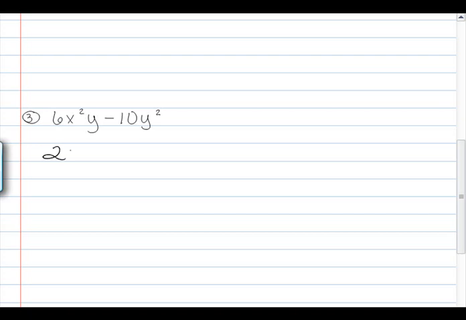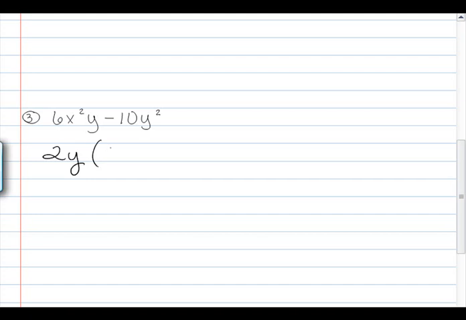And then we look at our variables. We've got x squared, y, and then the other one has just y squared. Okay, so they don't have an x in common because our second term doesn't have any x's, but they do have a y. And remember, we're looking for the smallest, and so that would be that first term that has just one y. Now do your parentheses, and we're going to start dividing and saying what's left over.